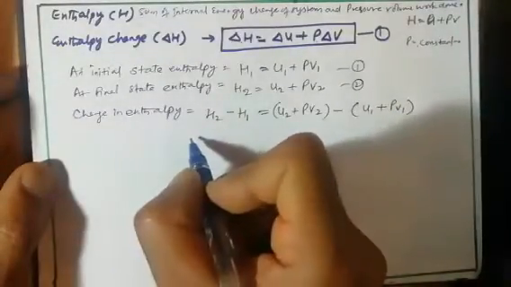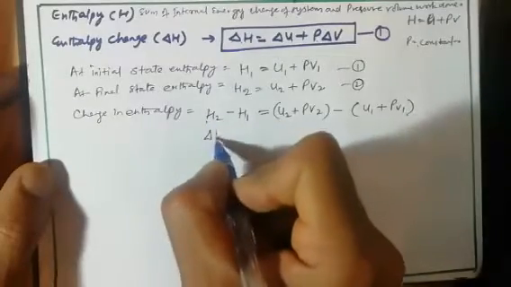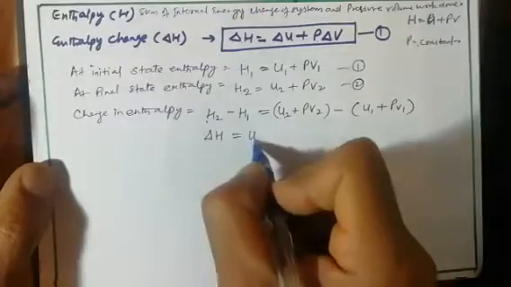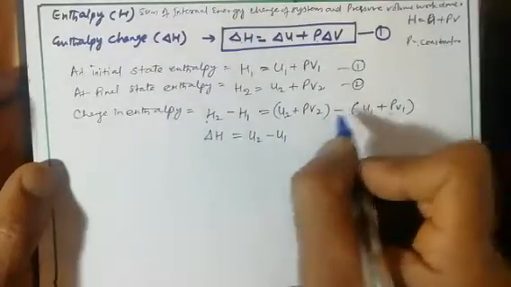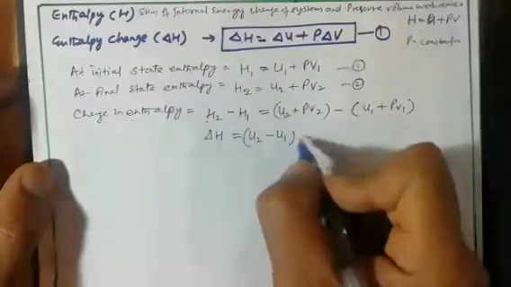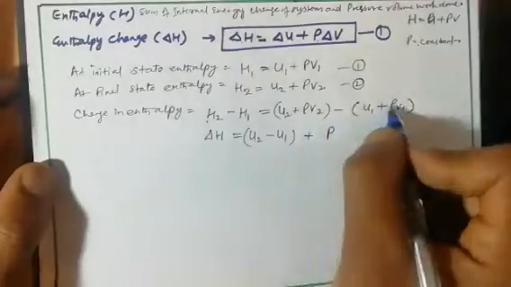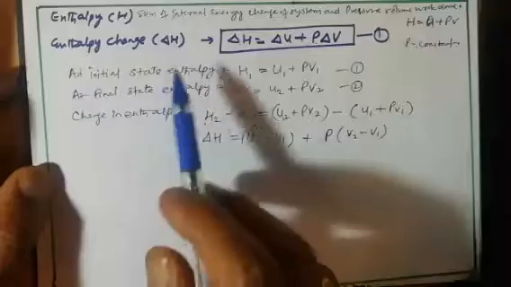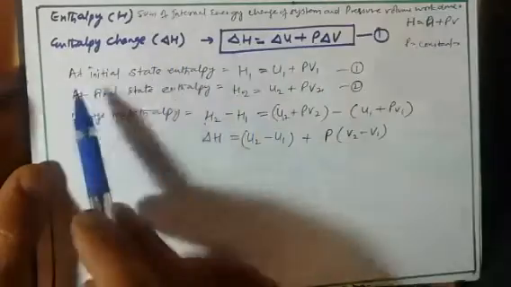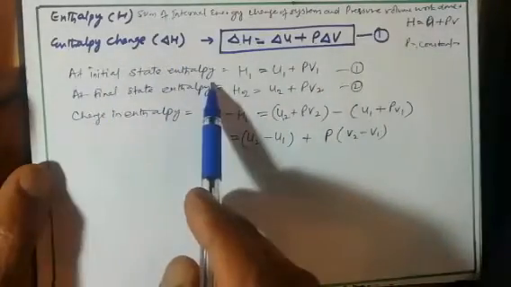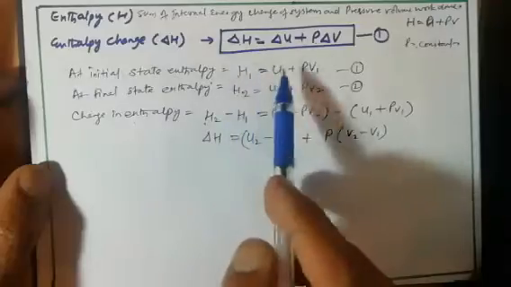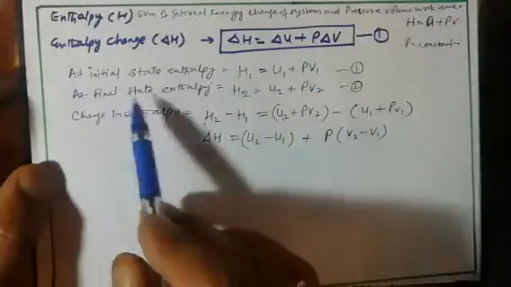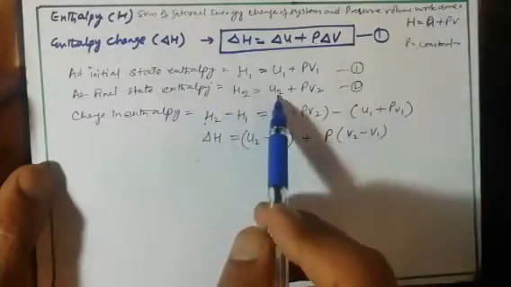Now mathematically you know very well that H2 minus H1 is delta H, which is U2 minus U1, plus P, which is constant, times V2 minus V1. Once again, how can we derive this equation? You start from the initial state enthalpy, which is H1 equals U1 plus PV1. At the final state the enthalpy is H2 is equal to U2 plus PV2.